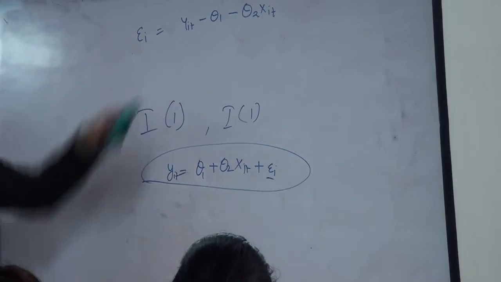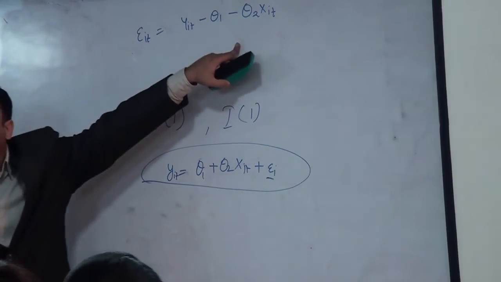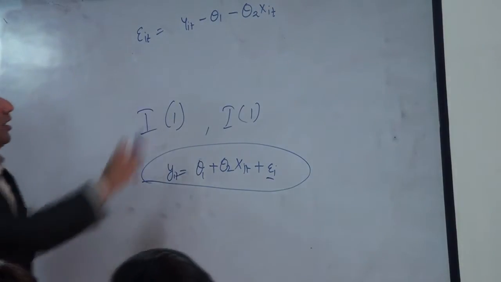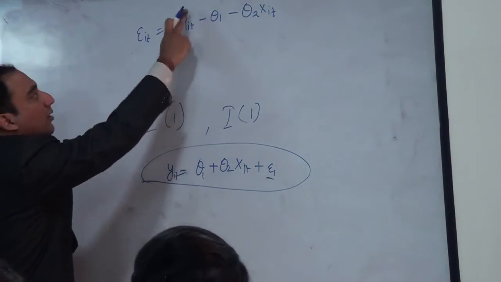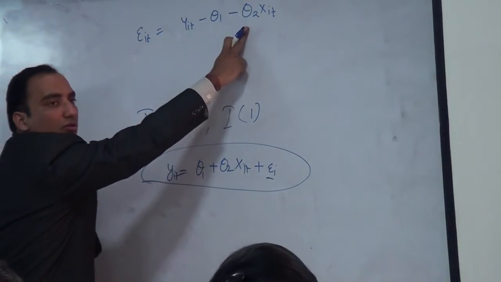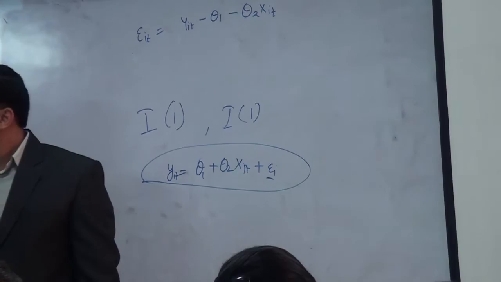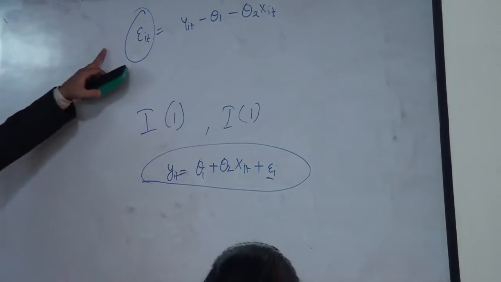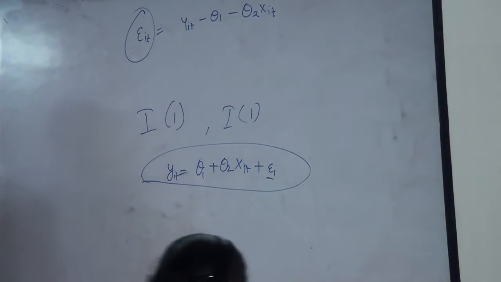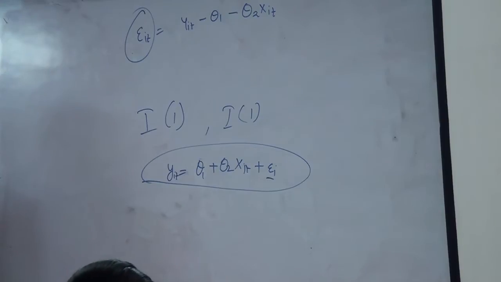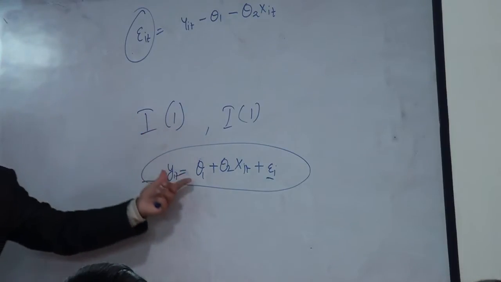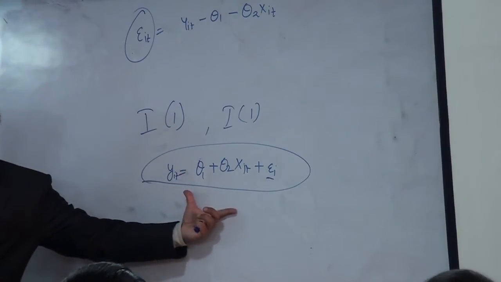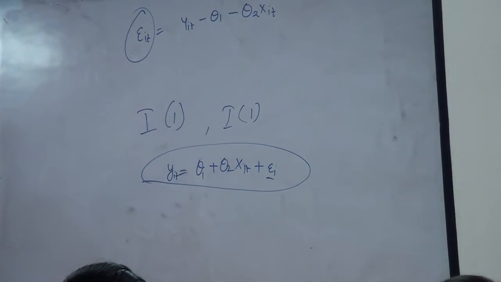Now epsilon t is nothing but a linear combination of x and y. What is the power of y? Theta 1, theta 2. So it's a linear combination. Now I will see whether epsilon t is stationary or not. If this is stationary, I will say x and y are co-integrated. So if two series are themselves non-stationary, but their linear combination is stationary, then they are co-integrated.